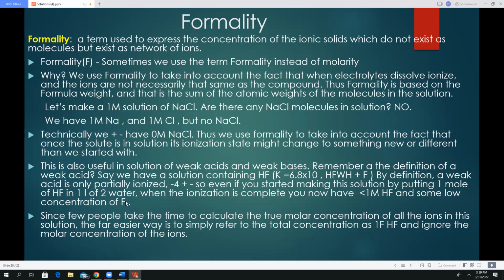And so it keeps going backwards and forward. So it goes HF, H positive, F negative. So you have that concentration, but you also have the HF concentration because it does not completely ionize. Anything that completely ionizes, yes, you would have a whole formal, but we just keep going with that.